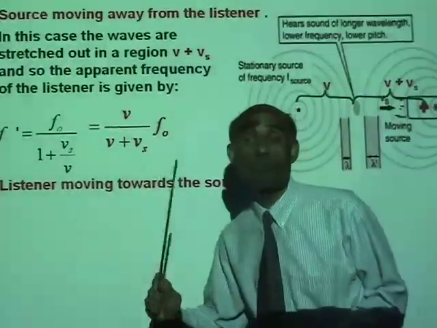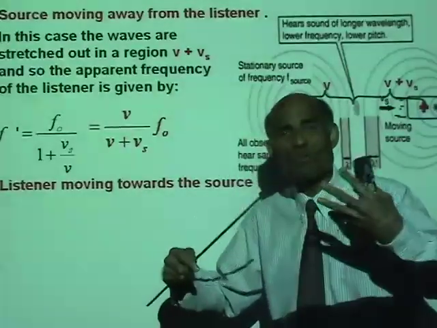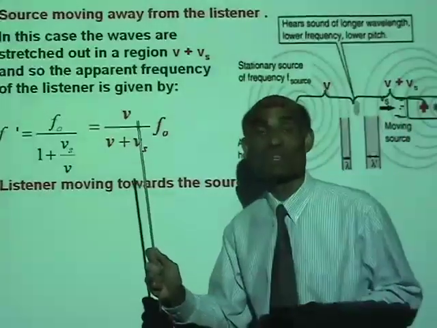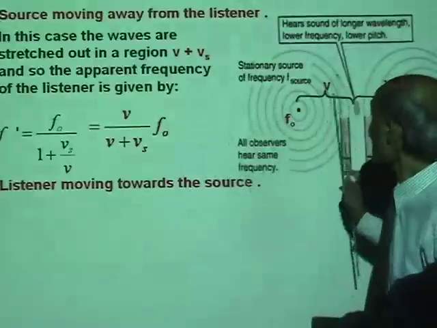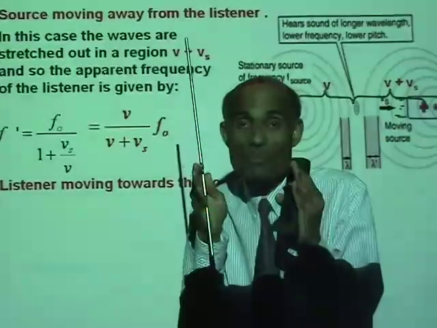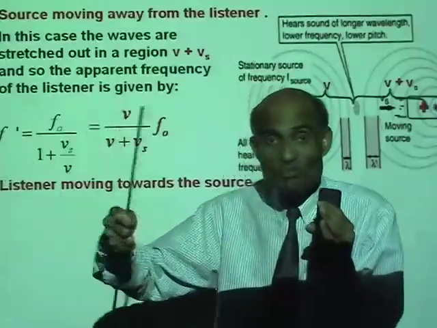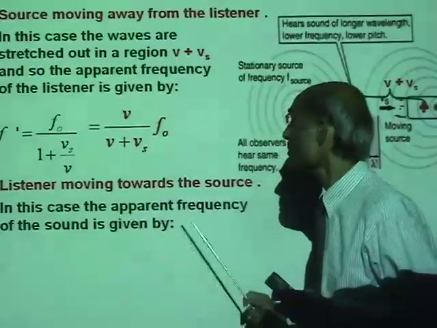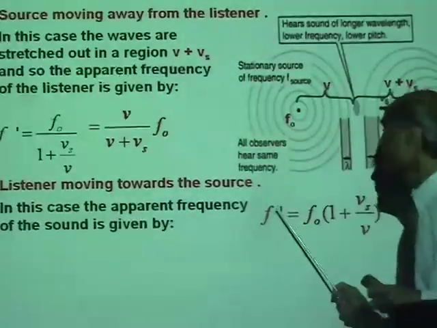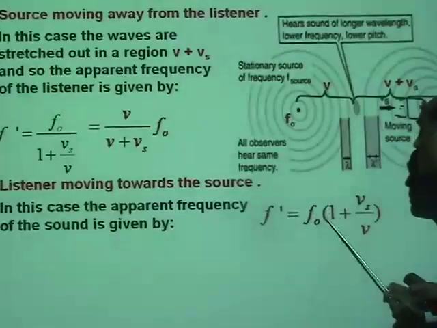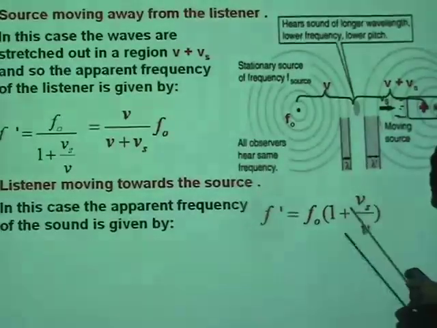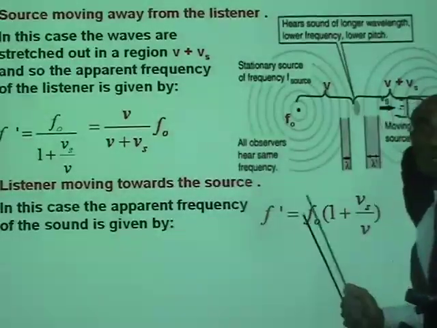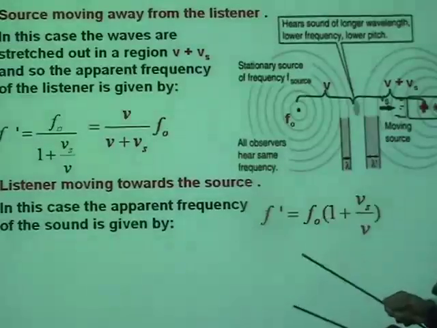Now I'm going to give you a couple more equations. We are not going to bother about deriving it. Listener moving towards the source. Now will that be different? This time the ambulance is going to stay in one place and the listener is going to move towards it. What will be the apparent frequency? The apparent frequency of the sound is given by f prime equal to f0 times 1 plus vs over v. Alright? Keep track of these equations. It will be useful when we need to solve problems.